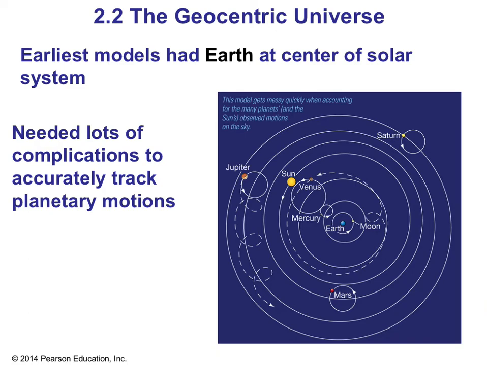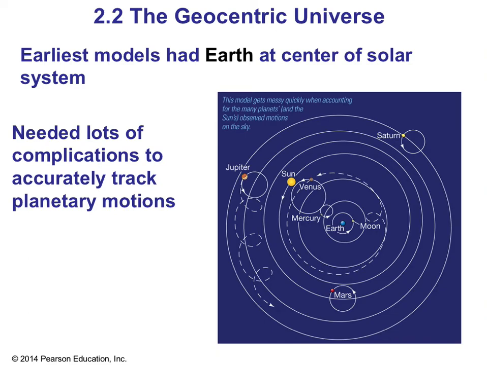So the closest neighbor in space was considered the Moon, followed by Mercury, and then we had Venus go beyond that. And if you notice with Venus, Venus did not only go around the Earth in its orbit, but also had this weird loop-de-loop that it would do at one point in its orbit. Beyond Venus, we have obviously the Sun.